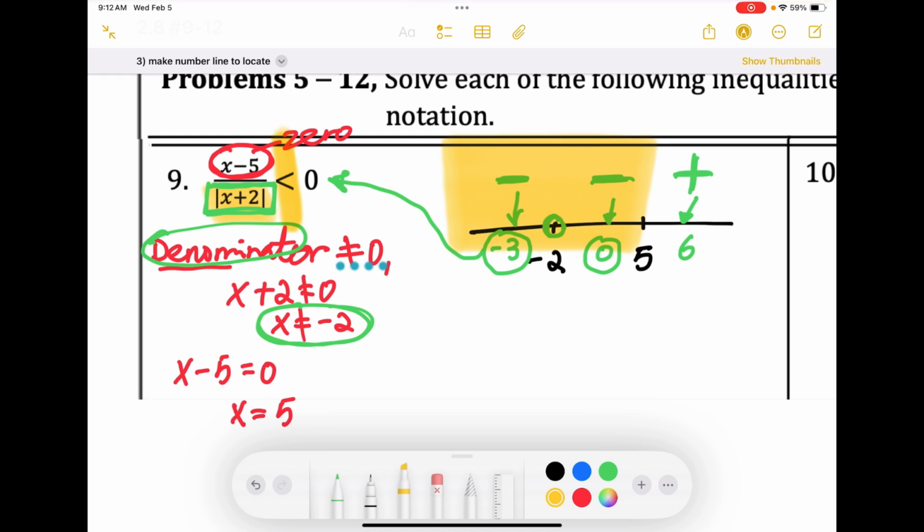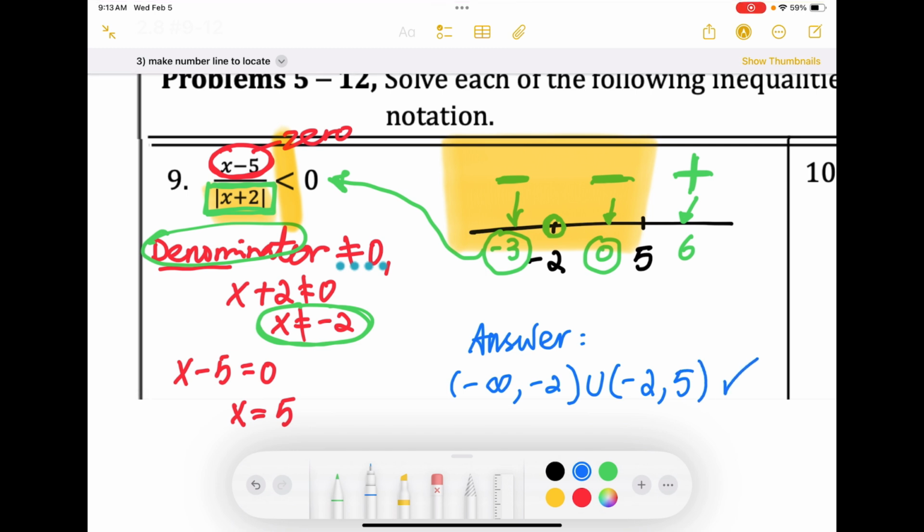So therefore, if I want to give you the answer, what will it be? From -infinity to -2, together with -2 to 5. And this is my perfect answer.